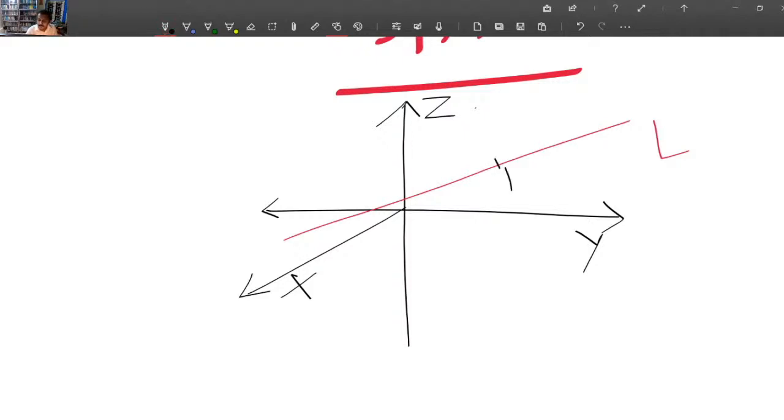Suppose P0 is a point on the line, and suppose you are given a vector V parallel to the line. So this is the situation. Now consider the set of all points P on the line L. Suppose you have a point P, a general point.